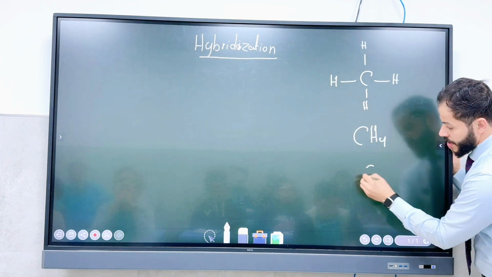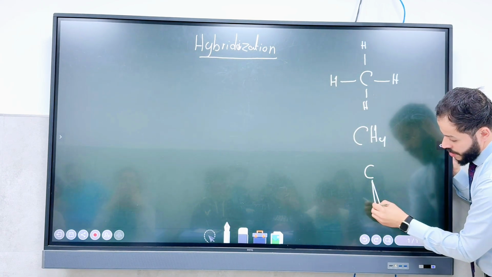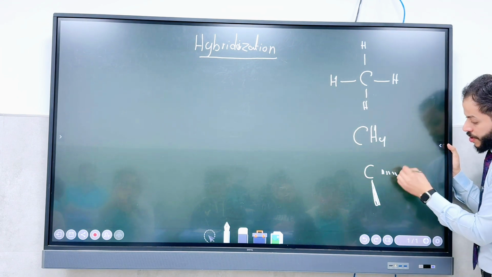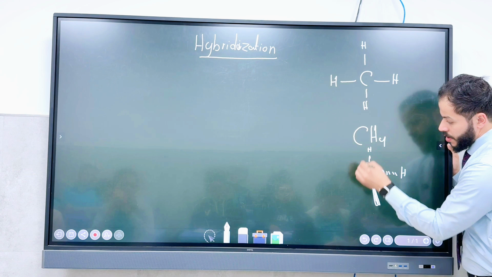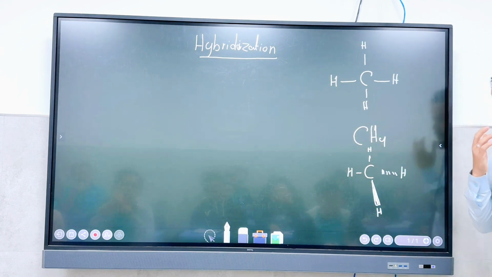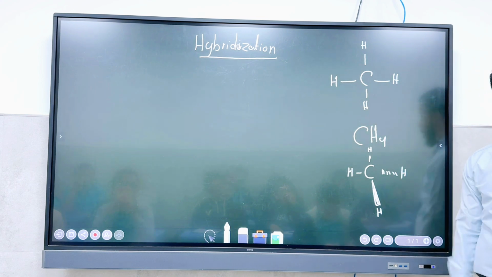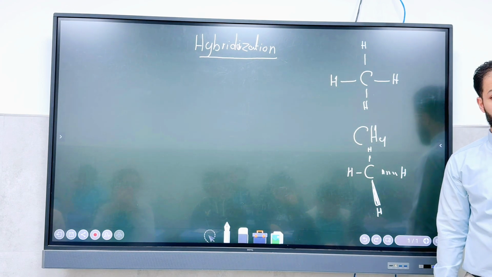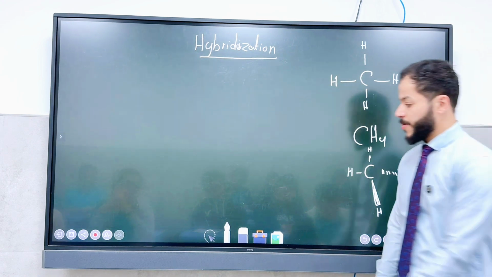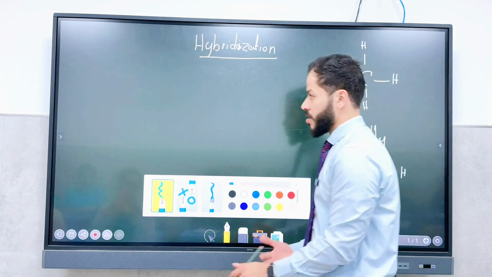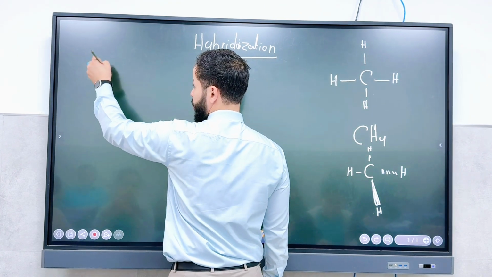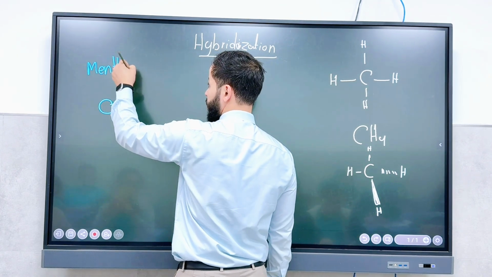If we draw it as tetrahedral, do you remember how we draw it? The bolded one towards you, the dashed one into the board, and one here, and one here. This is how the tetrahedral structure looks. How many bonds are here, guys? How many covalent bonds? Four covalent bonds, right? If we draw the carbon, what is the name of the molecule? Methane. It's a gas, guys.